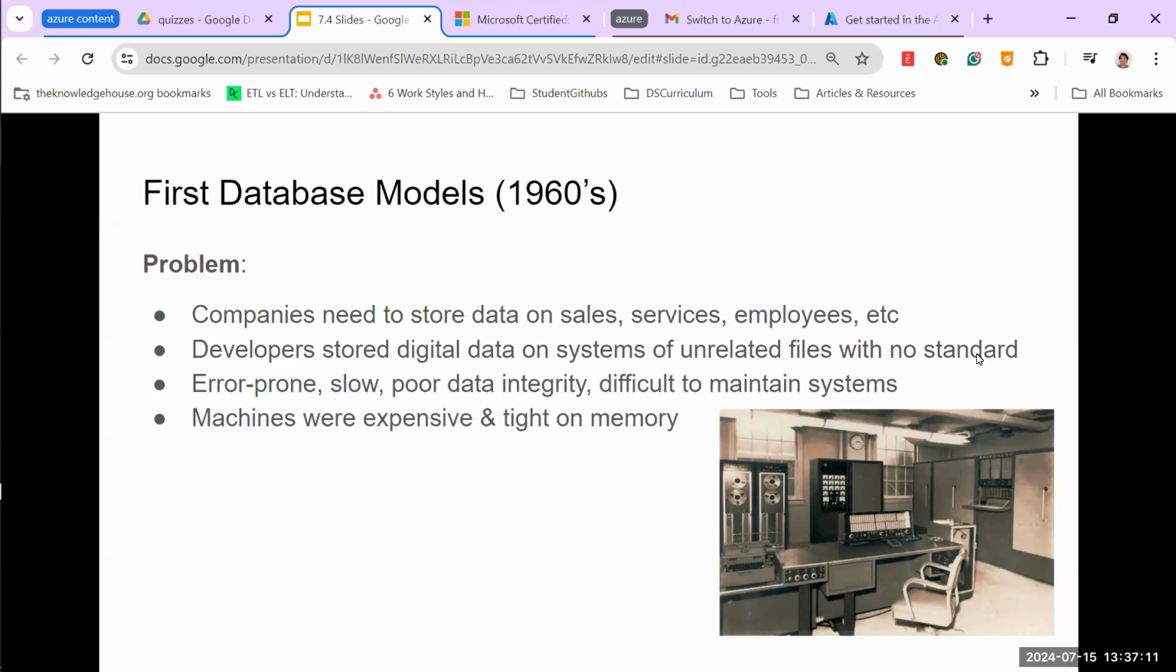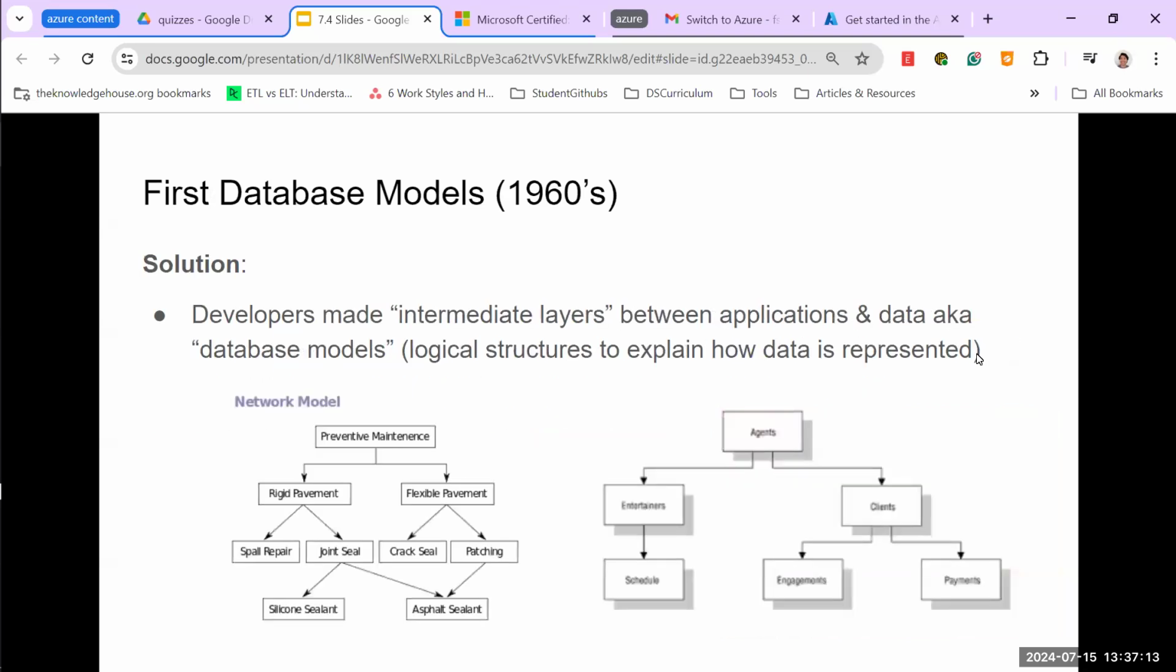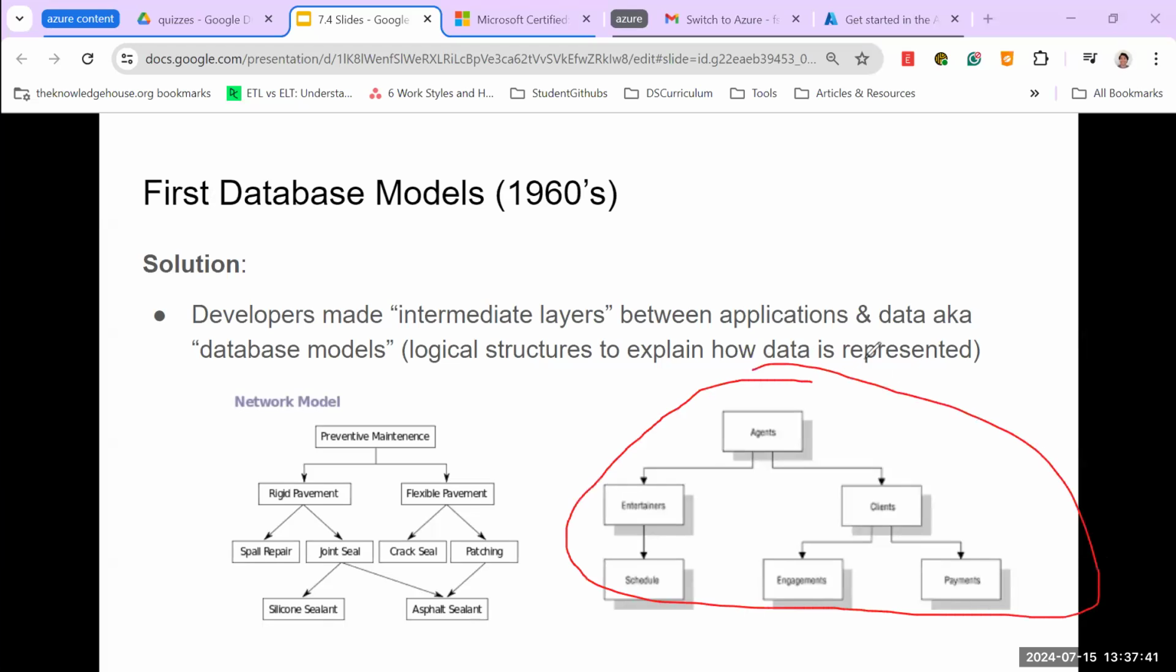difficult to maintain. So to fix this, developers designed these things called intermediate layers, basically kind of like APIs between the application and the data, also known as database models, basically just logical structures that are used to explain data. There were two structures. There was the network model and there was the hierarchical model. For some reason, I always have trouble saying hierarchical. But essentially, the hierarchy model.